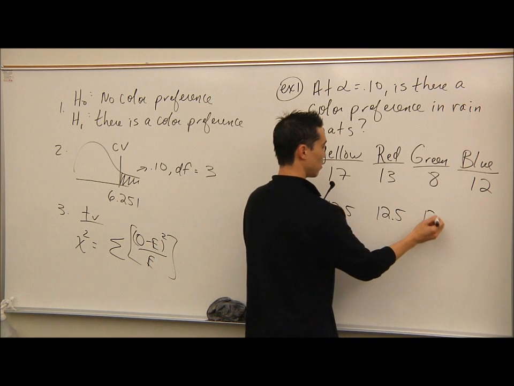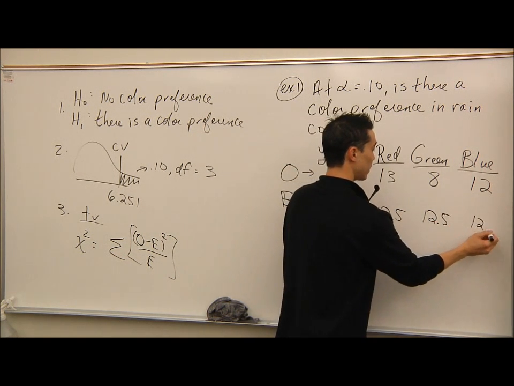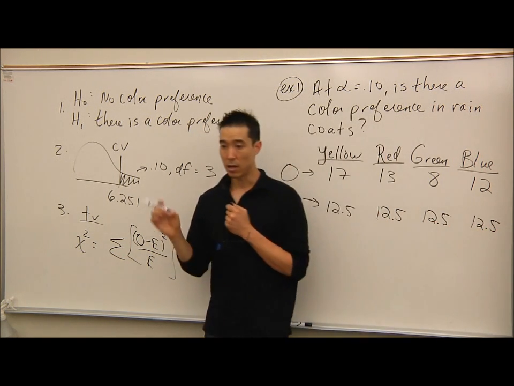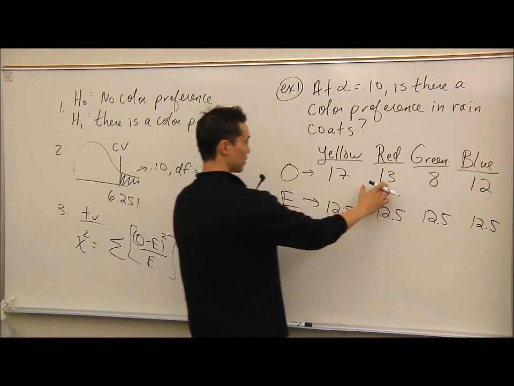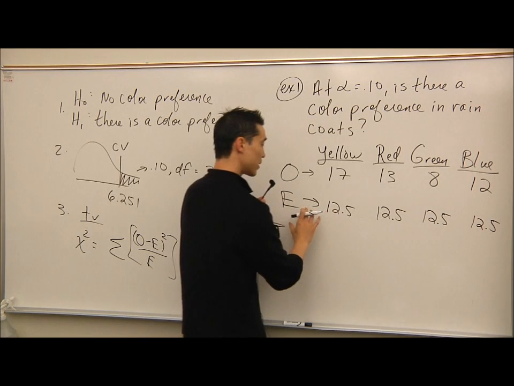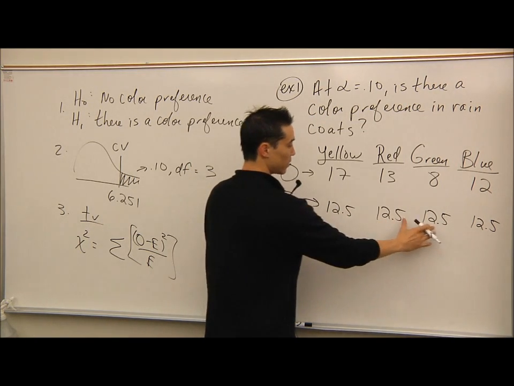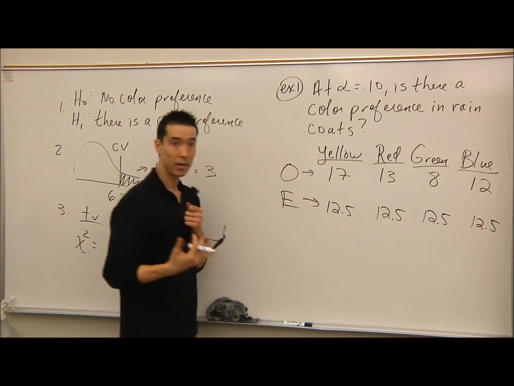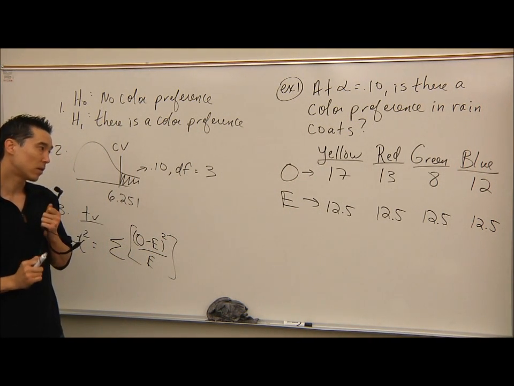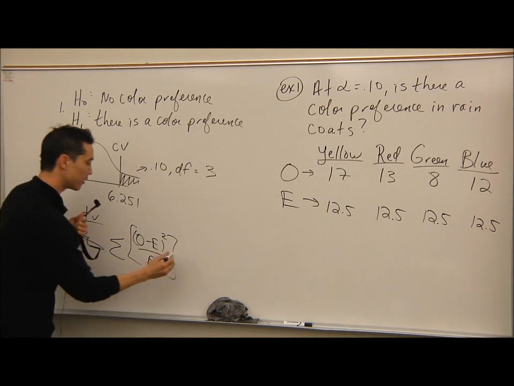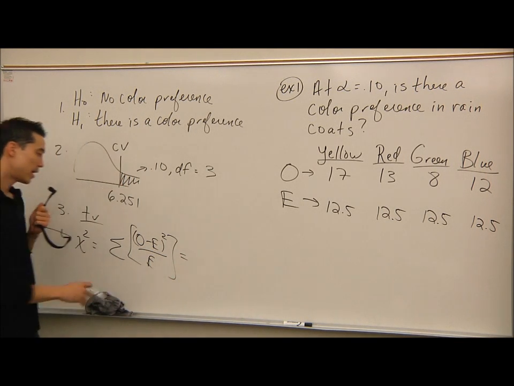Okay, so again, to repeat what just happened there, O is the observed values. This is what actually happened. Our expectation, if there was no color preference, it'd all be the same, okay? But it also has to add up to the 50 raincoats. So it's 50 divided by 4, which is 12 and a half. Okay, great. If you can understand that, then you're ready to go.